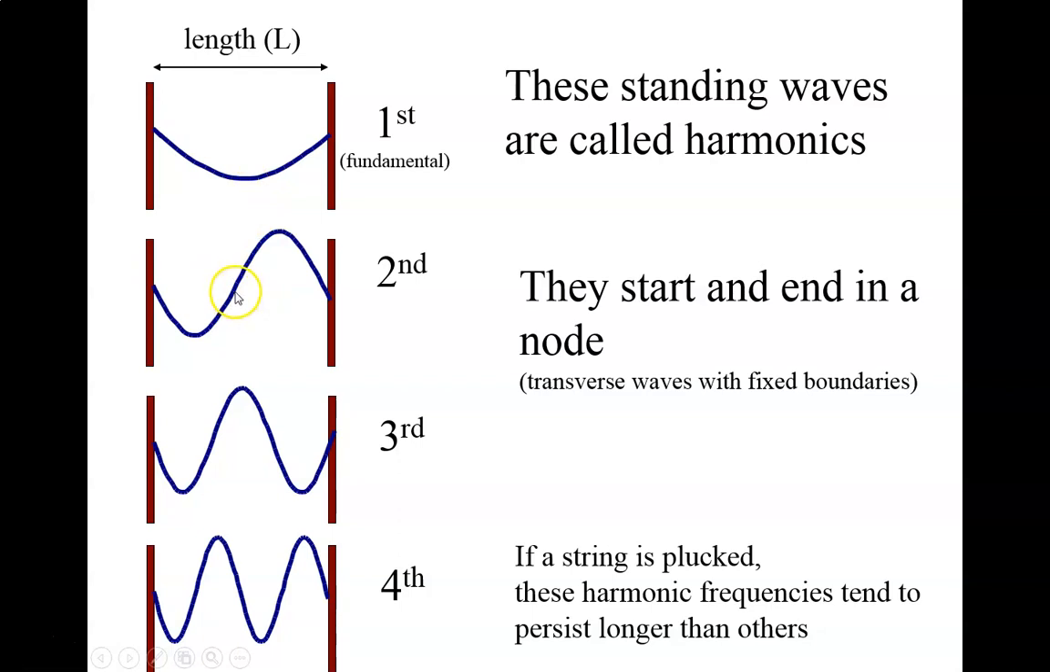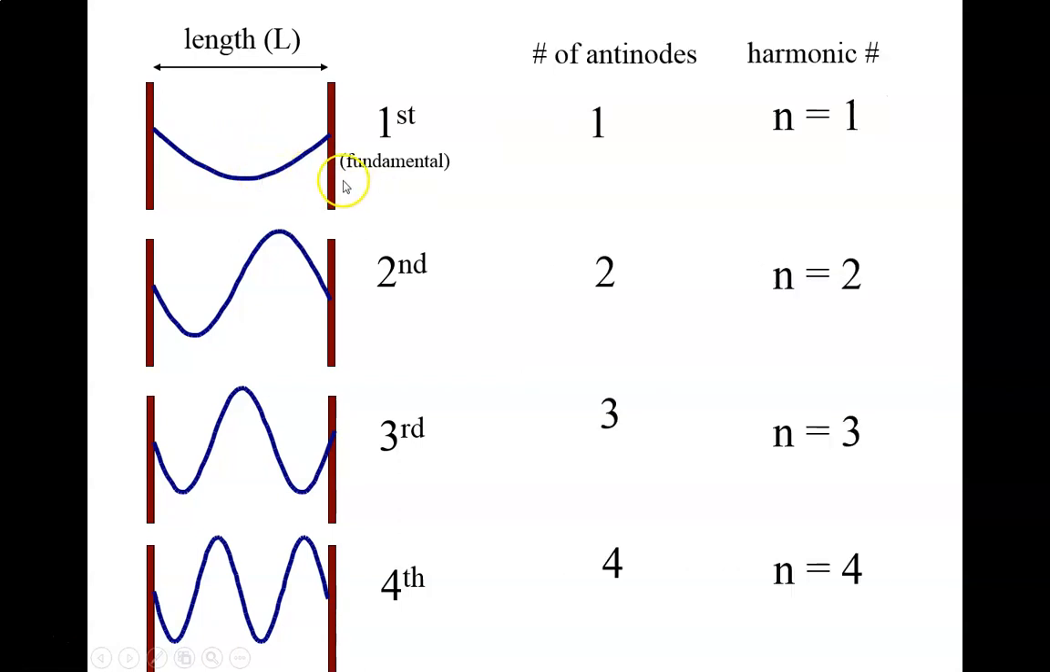Okay, so in the second standing wave, a full wavelength fits. In the third standing wave, I've got 1.5 waves that fit between the ends of the rope, and in the fourth standing wave, I've got two full waves that fit. If you pluck a guitar string, it will primarily vibrate at this fundamental, this first harmonic, and that's what creates most of the sound in something like that. So if there's one antinode, it's the first harmonic. Two antinodes, it's the second harmonic, etc.